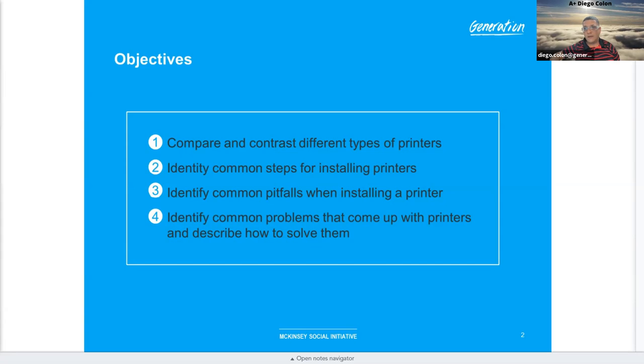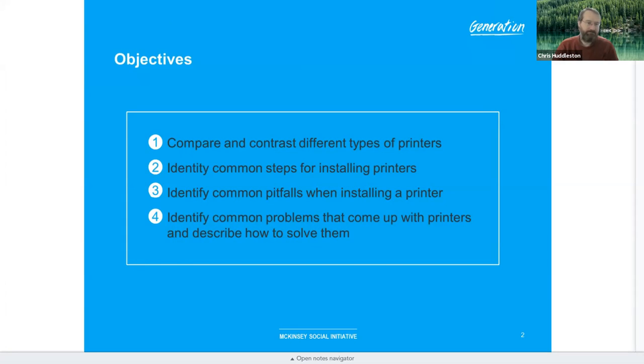Printers come in four major types. The categories are your laser, your inkjet, the thermal, and... anyone know what's the last one? Impact printers. Impact printers, thank you. That was exactly what I was looking for.